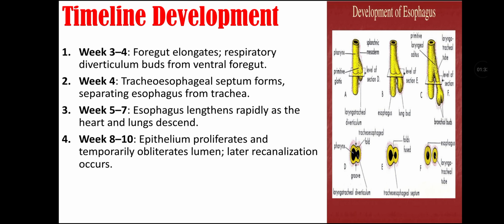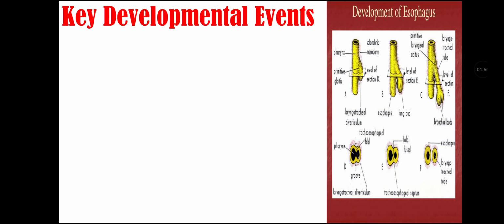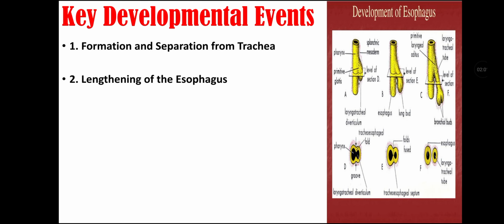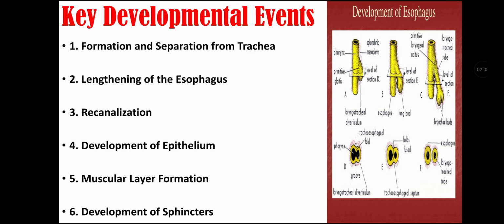During week 8 to 10, the epithelium of the esophagus proliferates and temporarily obliterates the lumen, and then lateral recanalization occurs in this lumen area. Then there is week 10 to 12, when there is differentiation of the muscular layer of the esophagus, and stratified squamous epithelium develops by late fetal life. Key developmental events of the esophagus include formation and separation from the trachea, lengthening of the esophagus, recanalization, development of epithelium, muscular layer formation, and development of sphincters.